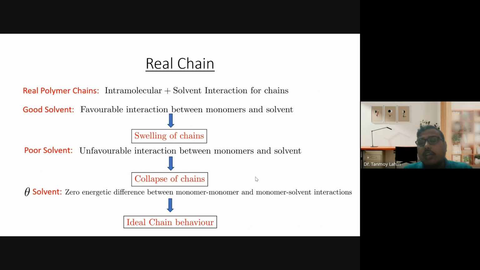Now, what about a real chain? A real chain means we have intermolecular interaction and also interaction with the solvent. Based on this interaction, we can have a good solvent, a poor solvent, and a theta solvent. A good solvent means we have a favorable interaction between the solvent and the monomer, and in that case the chains swell in the solvent. A poor solvent means we have an unfavorable interaction between the monomers and the solvent, and in that case the chains collapse. And we also have the theta solvent, a situation where the monomer-monomer interaction and the monomer-solvent interaction balance each other. As a result, we have ideal chain behavior.